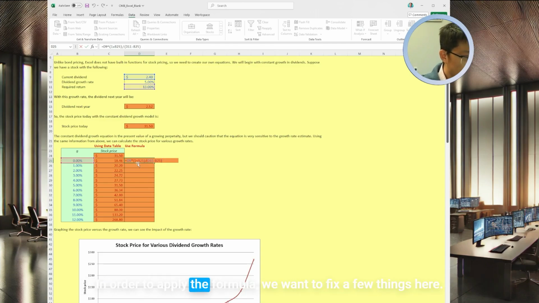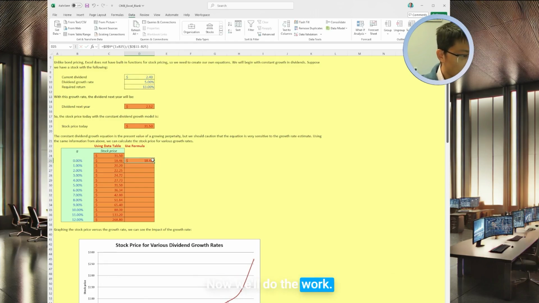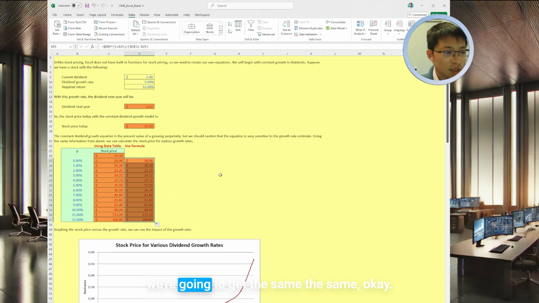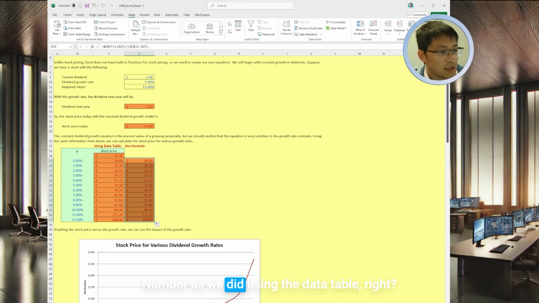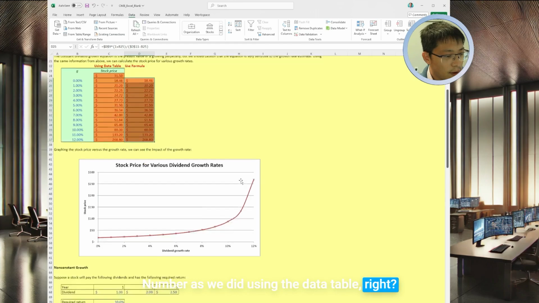In order to apply the formula, we want to fix a few things here. We always will go back to the current dividend, so we're going to fix this one. We will always go back to this required return, and we'll leave this B25 moving. That will do the work. If we apply this equation, as you can see, we're going to get the same number as we did using the data table, right?